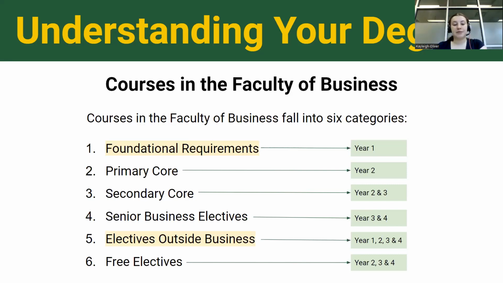So beyond these 2 types of courses, again, for your future knowledge, the other 4 types of courses are primary and secondary core courses, senior business electives, and free electives. Your primary core and secondary core courses are essentially your introduction to everything related to business. You'll basically take 1 course in every single major that is offered throughout these 2 core sections, and that'll expose you to all of those different areas of business and hopefully help you decide what major you want to choose in the future if you haven't already.